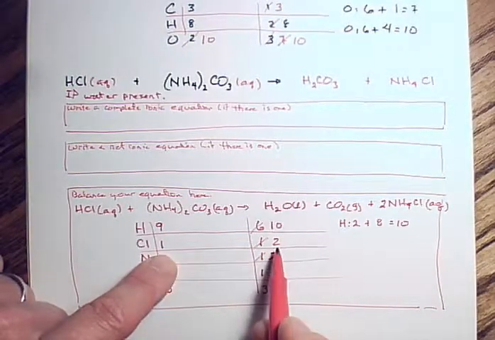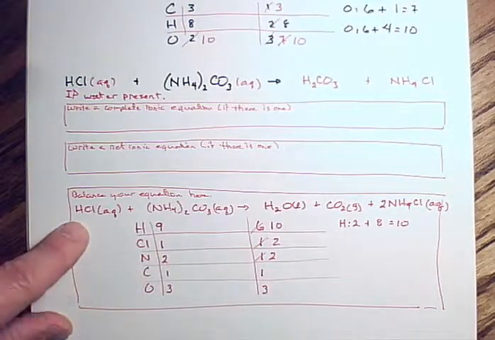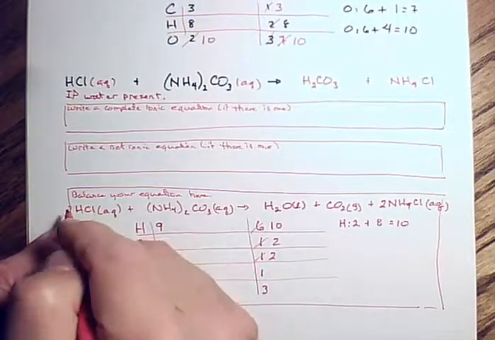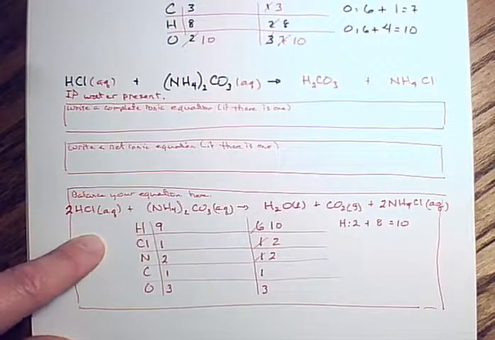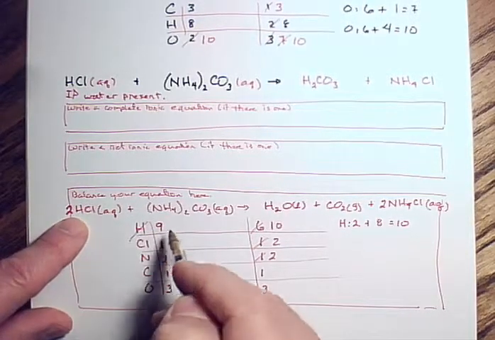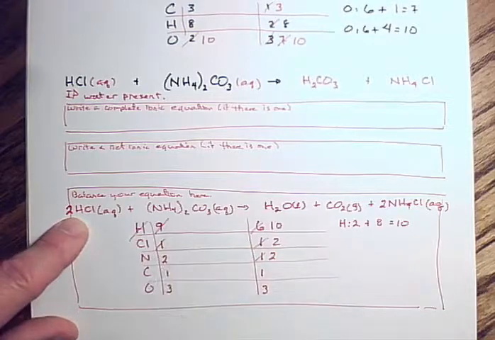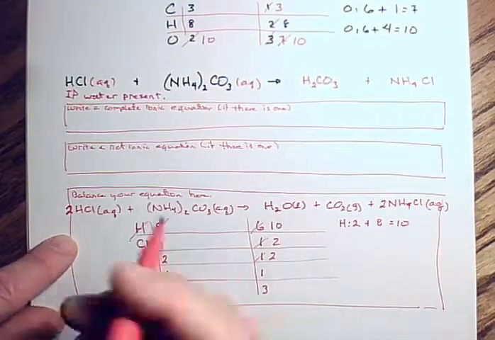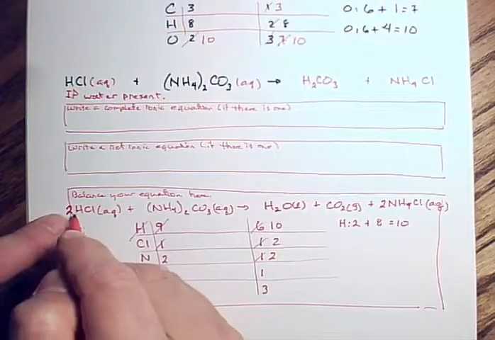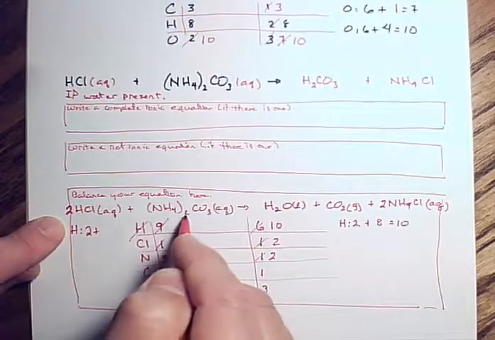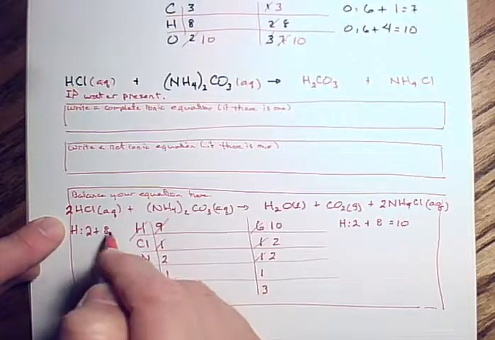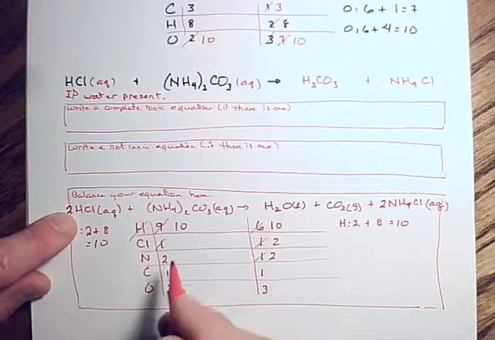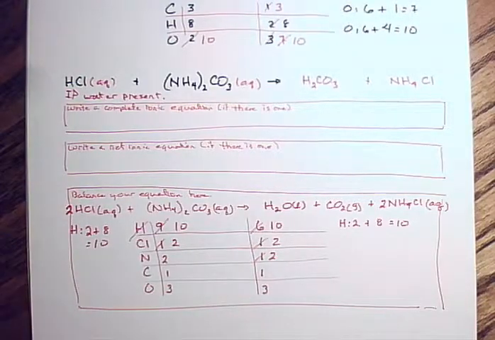So I've got 2 chlorines on the right. I've got only 1 on the left, so I need to put a 2 in front of the species containing the chlorine. Okay, and that's going to change the hydrogens, I'm sorry, hydrogens here and chlorines. I shouldn't have marked that out. That means now in the hydrogens, I've got 2 hydrogens right here, plus the 8 hydrogens here. So I've got 10 hydrogens. Okay, I've also got 2 chlorines, and everything's balanced.